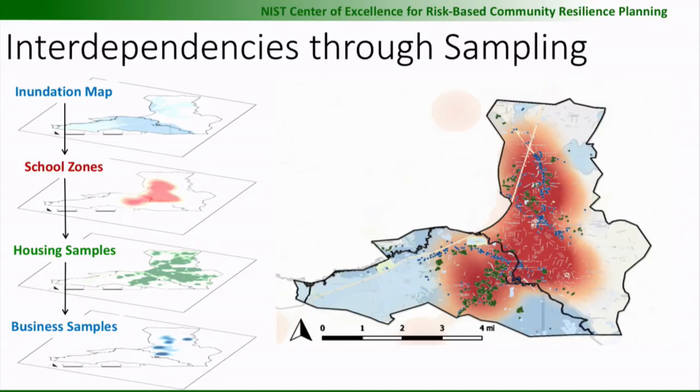You'll notice that for both housing and business, we select some businesses and housing that are outside of the inundation area in order to understand the broader impacts of the hurricane. So while we're looking at physical damage directly from the flooding, we're also taking into account a broader set of impacts on this community.